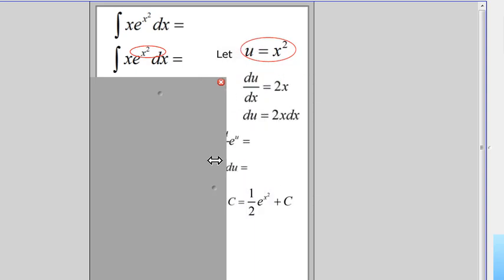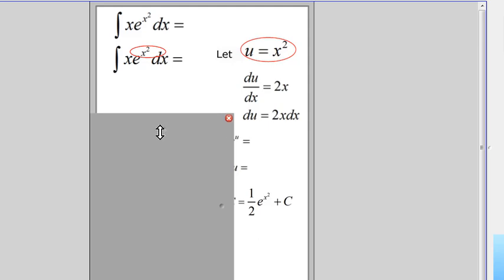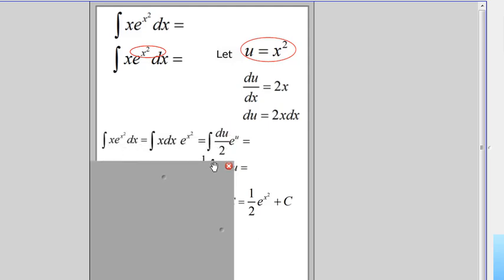Starting there, we should find the derivative of u with respect to x, and that will be 2x. Now, making du the subject, we know that this is 2x dx, and x dx appears here in the integral, so that will be du divided by 2. So going back to this integral, we are going to replace x dx by du divided by 2 and e to the x squared by e to the u.